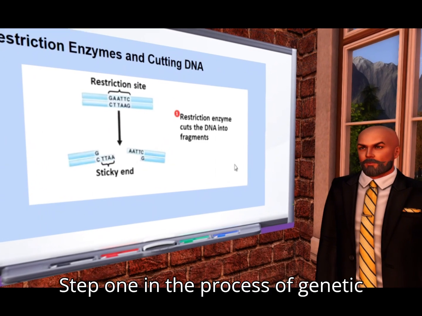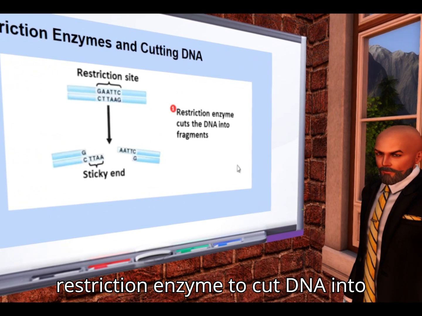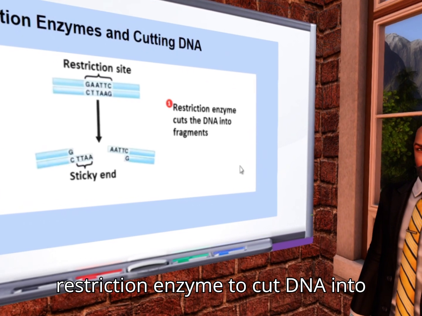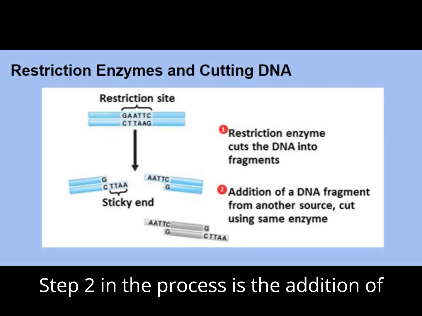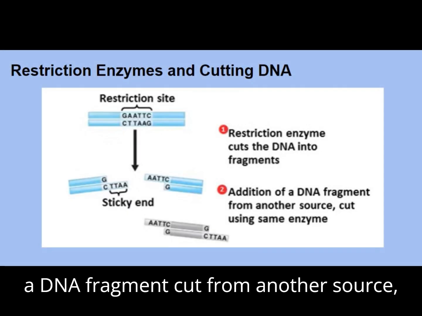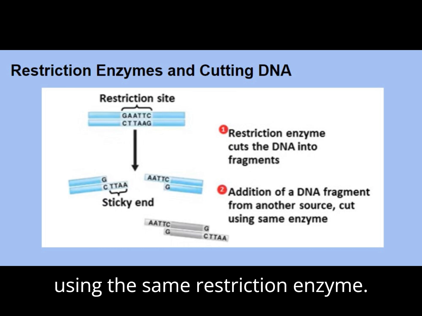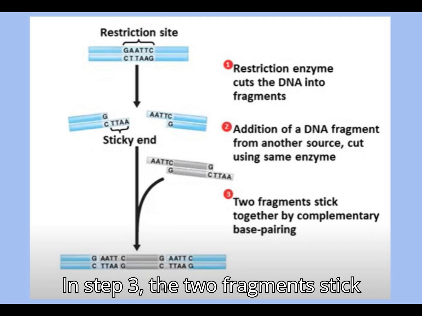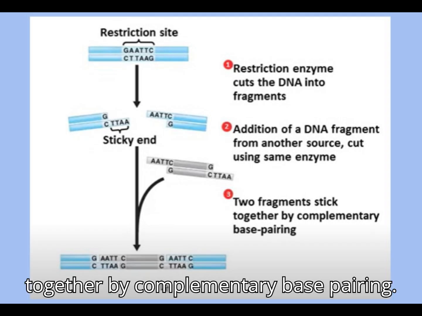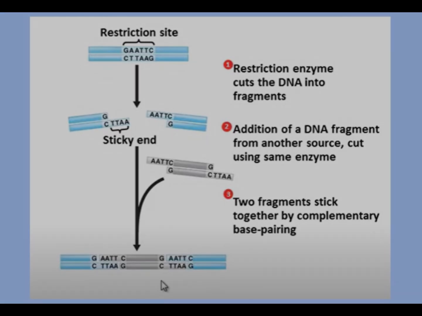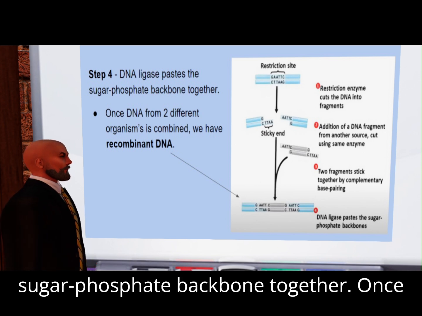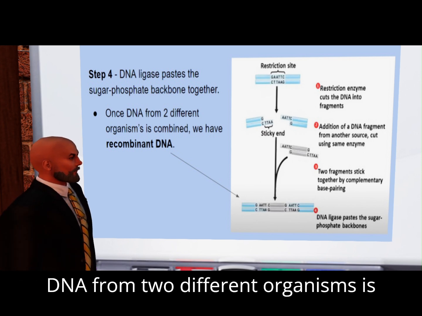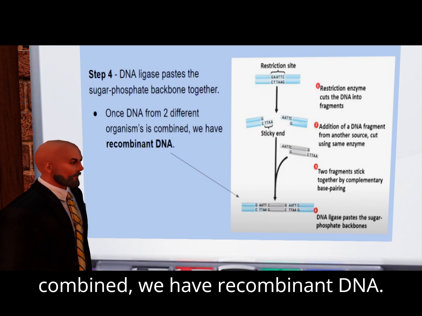Step 1 in the process of genetic engineering is to use a specific restriction enzyme to cut DNA into fragments. Step 2 in the process is the addition of a DNA fragment cut from another source, using the same restriction enzyme. In Step 3, the two fragments stick together by complementary base pairing. In Step 4, DNA ligase pastes the sugar phosphate backbone together. Once DNA from two different organisms is combined, we have recombinant DNA.